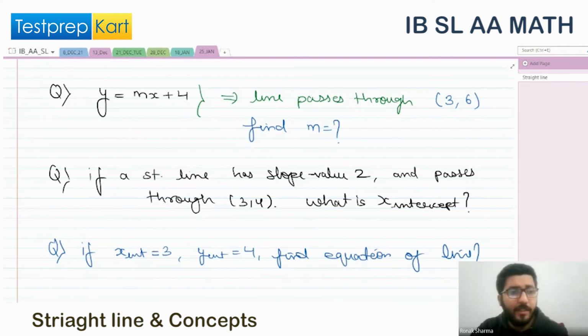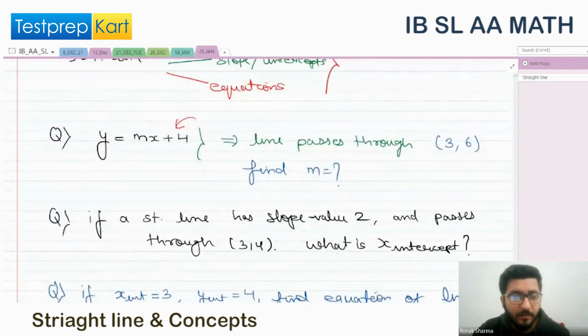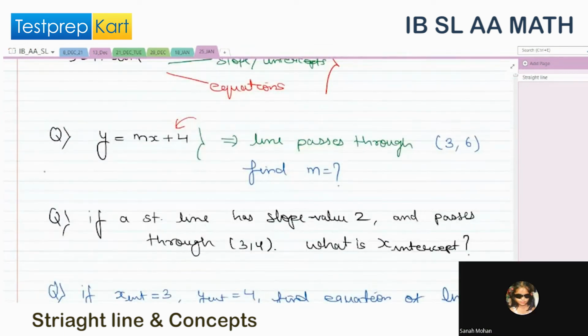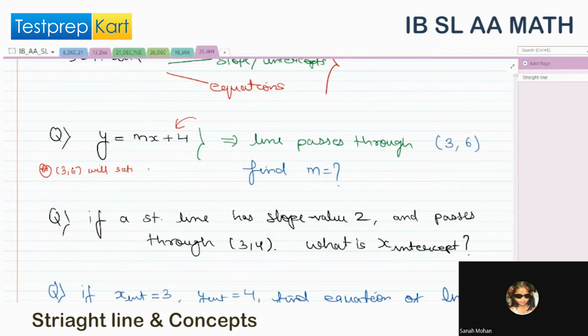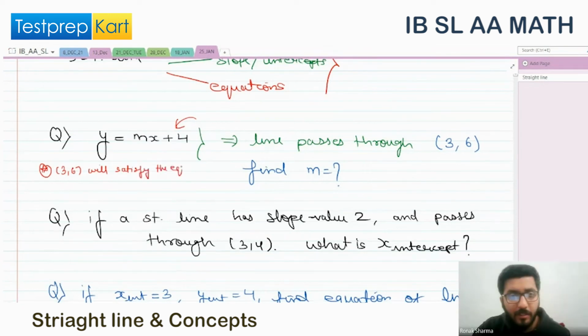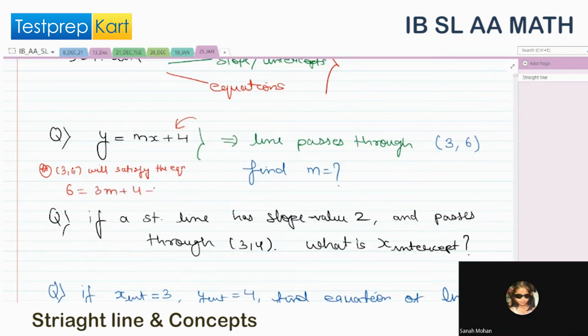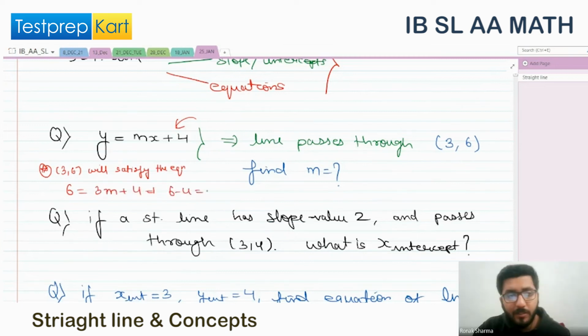See, basically (3, 6) is a point lying on the straight line, so it should satisfy the equation. Yes, (3, 6) will satisfy the equation. So put it there: the y value is 6 and the x value is 3. From here, 6 minus 4 is 3m, or 2 equals 3m. So m is 2 by 3.